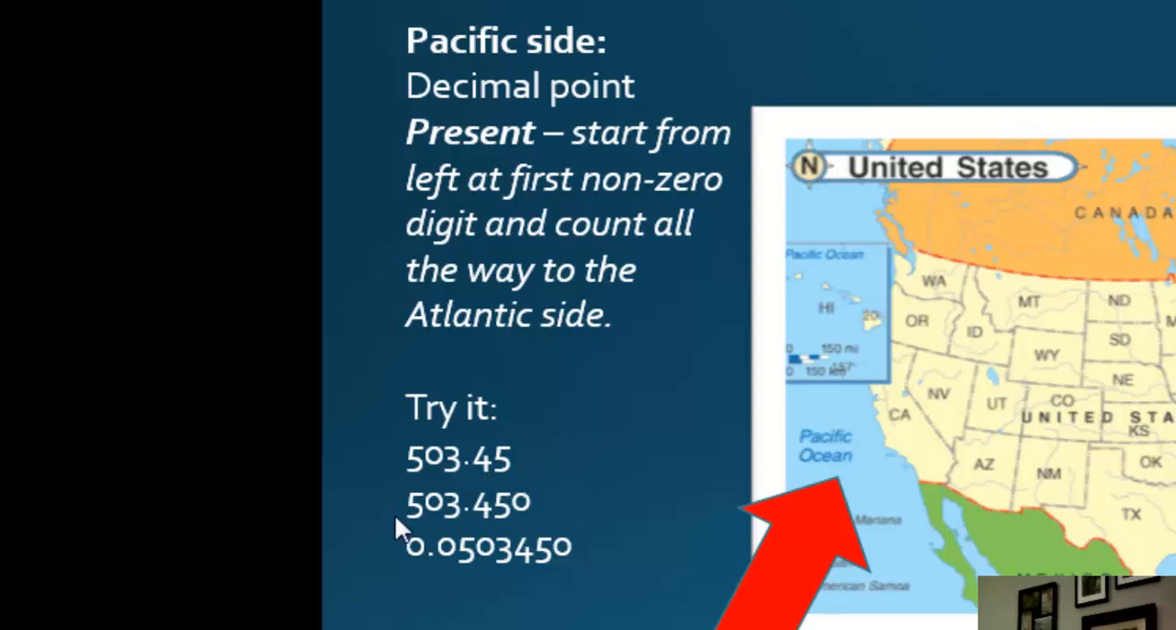The second number, I still start on the Pacific side, 503.450, and I do count that last 0. You start at the first non-zero digit, which is my 5 here, all the way to the end, even if it includes zeros. Now, the last number in the group here, I've got this number that starts with a couple of leading zeros. I don't count those. I start at my first non-zero digit, which is 5, and go all the way to the end, including any zeros. So this number would have 6 significant digits in it.